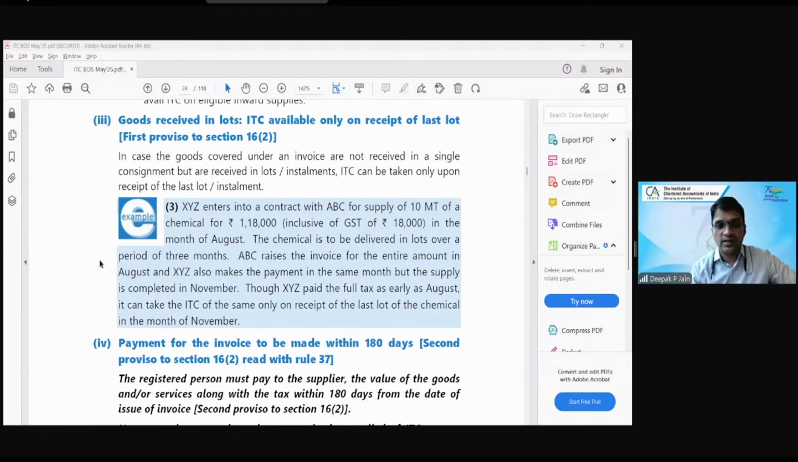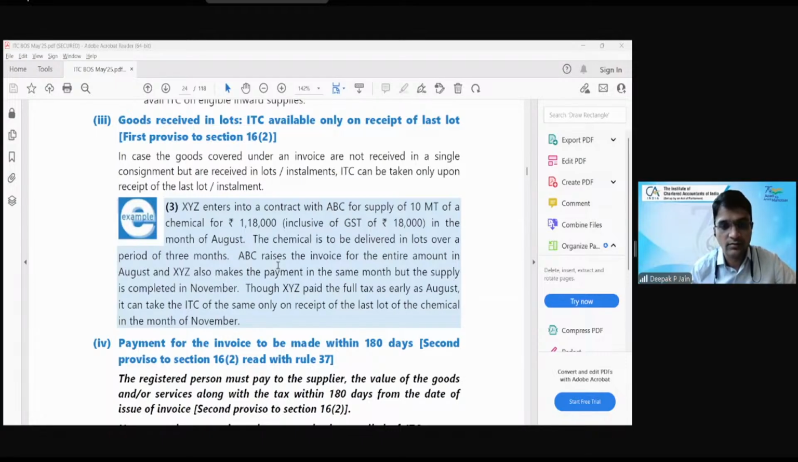So the invoice is raised in August, but that is only for the advance. He raises the invoice and he made the payment, but the supply is completed in November. So when can he claim the credit? Can he claim it in August? No. Though XYZ has made the payment, it can take the ITC only on receipt of the last lot, because the third condition was that ITC is available only on receipt of the last lot. That's why even though he has paid in August and the supplier has raised the invoice in August, he can claim the credit only in November.